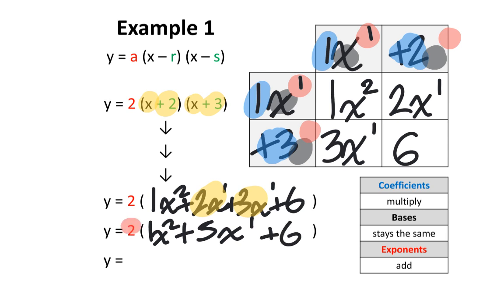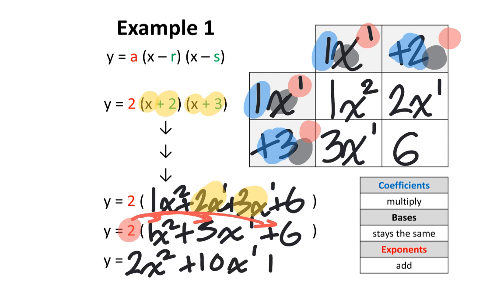Since I have a 2 in front of the brackets, that means I'm going to have to use the distributive property. So everything inside is going to get multiplied by 2. So basically, everything is going to get doubled. So this is going to become 2x to the power of 2. This is going to become positive 10x to the power of 1. And this is going to become positive 12.